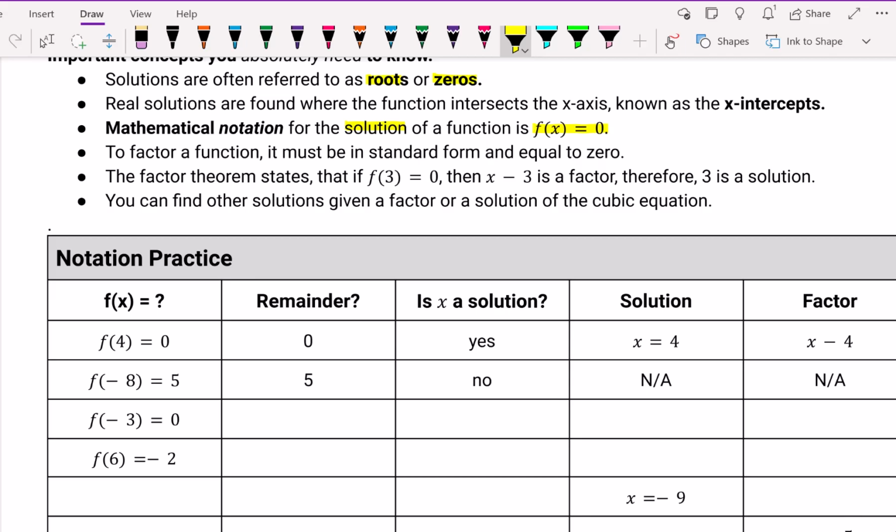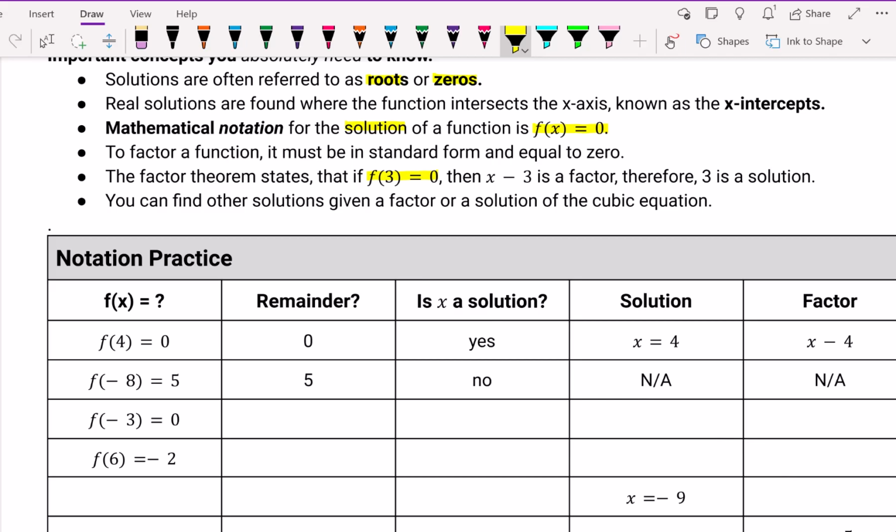Whenever you factor a function, it needs to be in standard form, and it does need to be equal to 0, hence the notation. The factor theorem also states that if you plug in or substitute 3 and your result is 0, that means that x minus 3 is a factor and 3 is a solution. So whenever you wind up with f of 3 equals 0, it tells you lots of things. It says, hey, it's not going to have a remainder if you divide by x minus 3, and if you graph it, the polynomial is going to cross over at positive 3 on the x-axis. Okay, so before we get into the new stuff, we're going to practice this function notation, this factor theorem, okay?